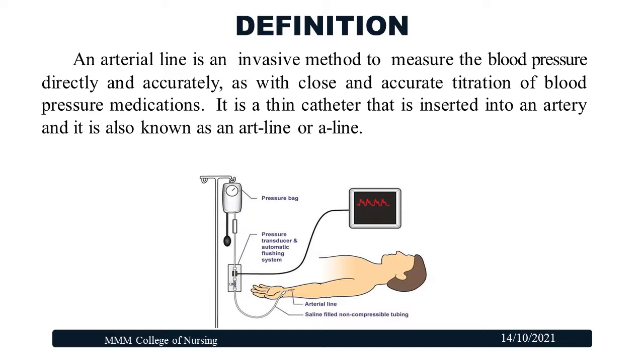What is arterial line? You would have seen many patients with arterial line in ICU. When the patient is on inotropic drugs, the patient's BP is not stable. It is not measured by digital and manual measurement. So the invasive method is used to measure the blood pressure directly and accurately, with close accurate titration of blood pressure medications. It is like a thin catheter that is inserted into the artery. It is otherwise called art line, A line.